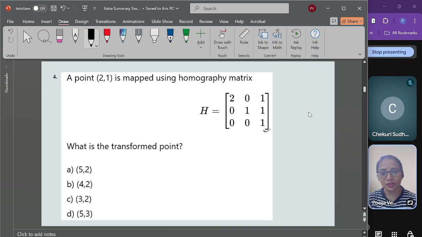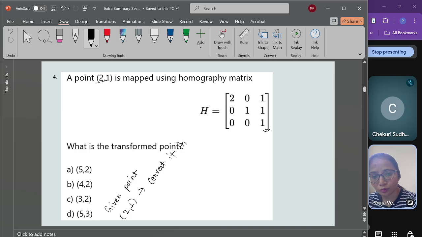Would you like to answer this question? At least try to answer it. So a point is given. What do we need to do? This point first we need to change into homogeneous coordinates. Right? So how are we converting it? The given point is 2, 1. First we need to convert it into homogeneous coordinates.